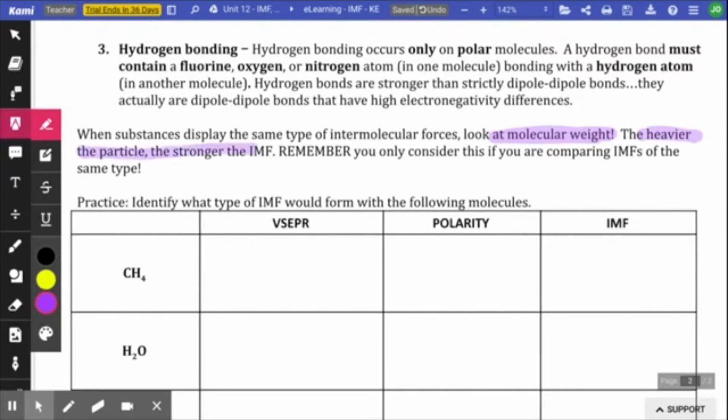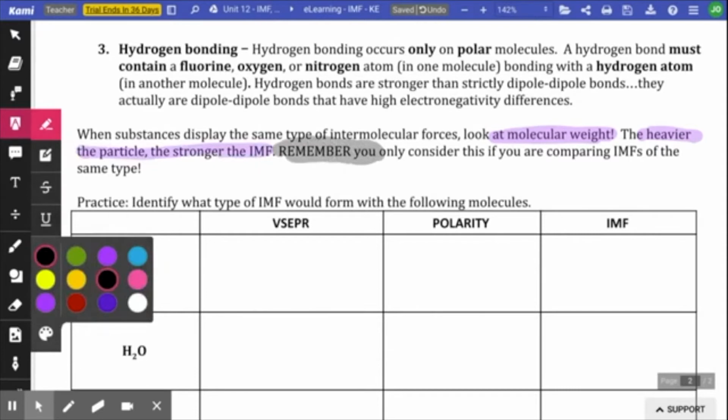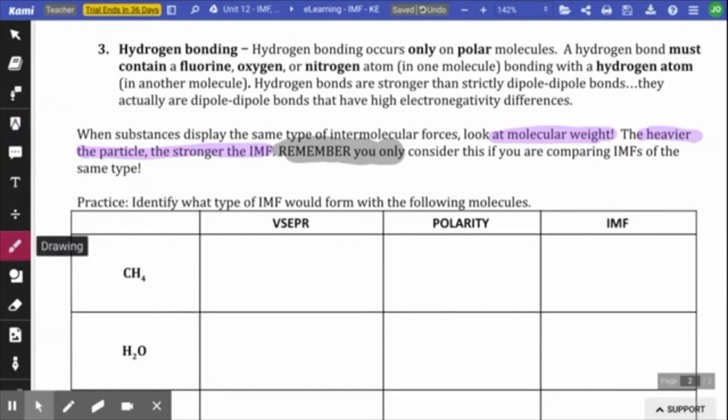Now, again, this is only going to be, and I'm going to highlight this in a different color, it's only going to consider this if you're comparing IMFs of the same type. Okay, so don't look at two substances and see, okay, well, this has a higher molecular weight, so it's obviously going to have the stronger IMF. The only time you can do that is if they are the same.